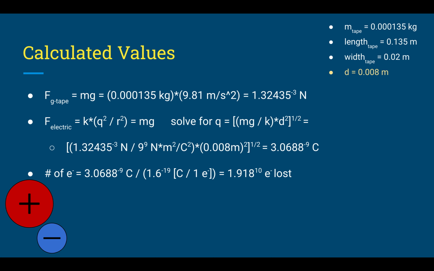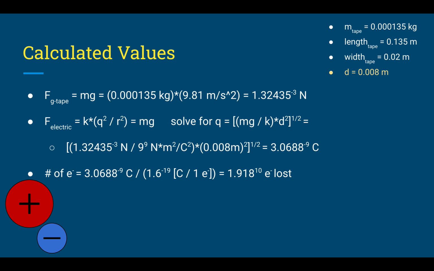So for our calculated values, we found the force of gravity on the tape, which was just mg near the Earth's surface. We found that to be 1.32 times 10^-3 newtons. And we used this to solve for Q using the electric force equation as well. So we set those two equal to each other because the sum of the forces was 0. And we were able to find Q from that after rearranging the equation and plugging in our values, which gave us 3.07 times 10^-9 coulombs for a single point charge.